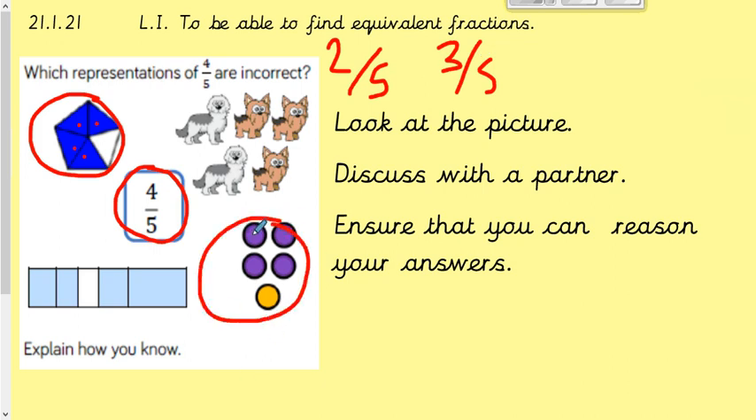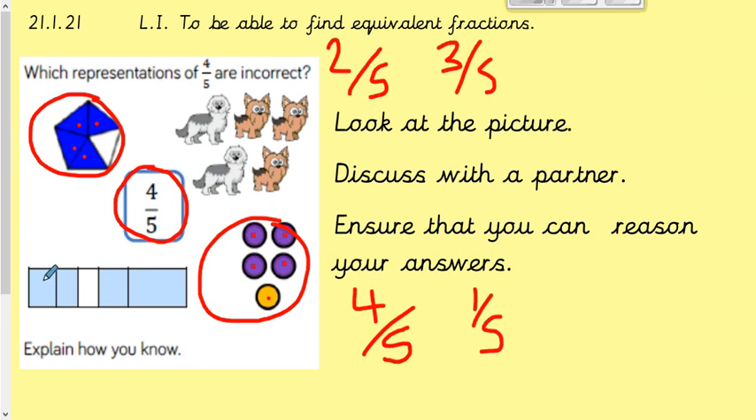So we have 1, 2, 3, 4 purple counters and 1 yellow counter. So if you're looking at the purple counters, this could be 4/5 because there are 5 counters altogether. So 5 is your denominator, and 4 of those are purple. So therefore, that could be a representation of 4/5. However, if you're looking at the yellow ones, it would be 1 out of 5. So it'd have to be if you were looking at the purple counters, because there are 4 purple counters out of a possible 5.